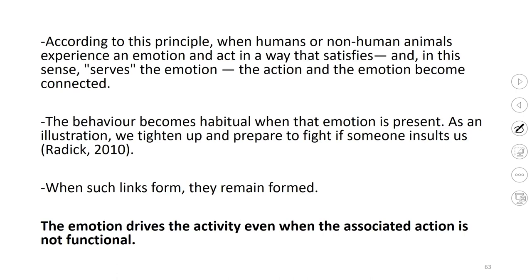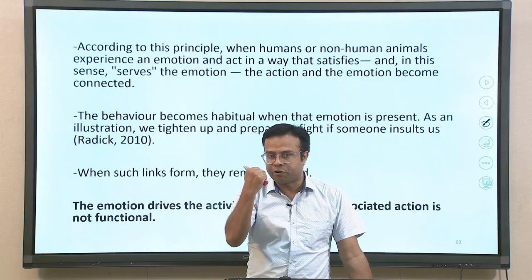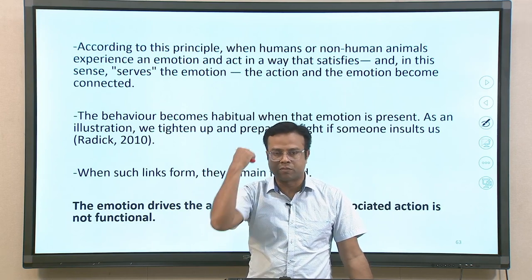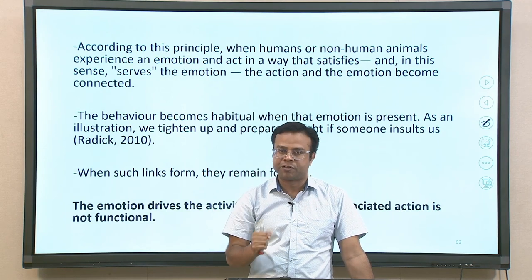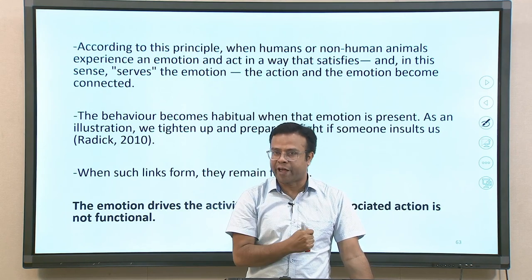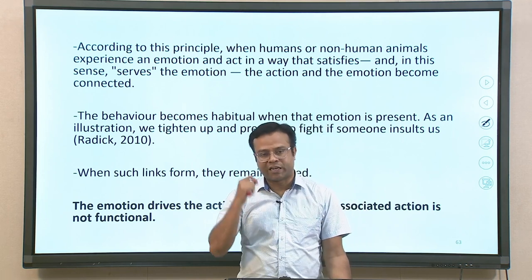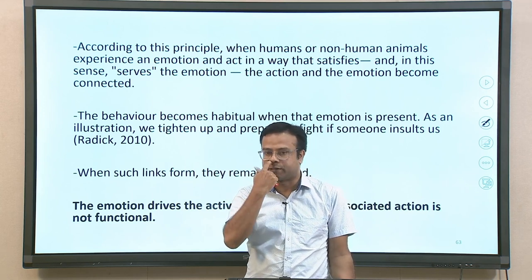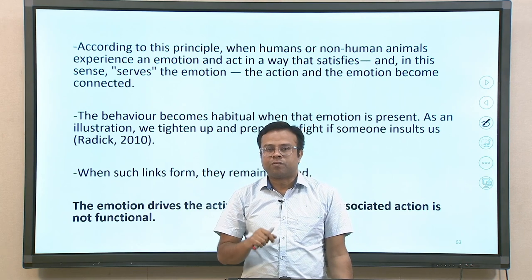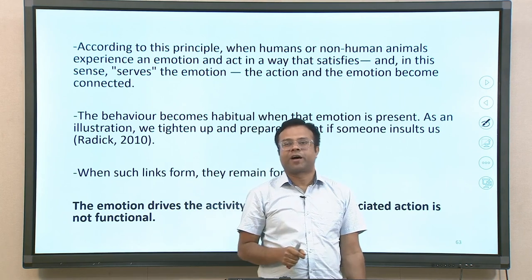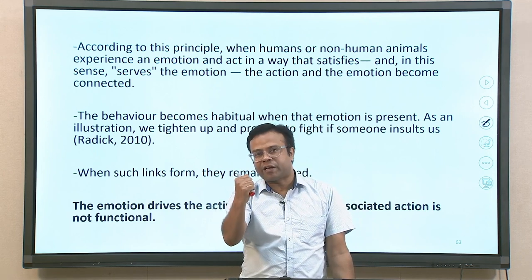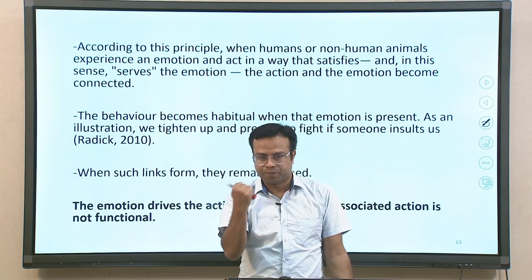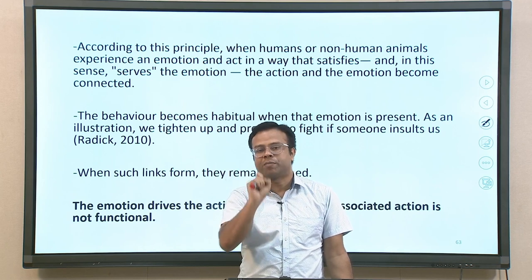Whenever you are angry, you make a certain body posture, certain actions, like tightening your fist. Let us say you want to fight with someone, so you tighten your fist. It is an action associated with the emotion of anger. So, you experience an emotion and act in a certain way that satisfies it. Whenever you are angry, you try to fight with someone to satisfy that anger. So, to serve that emotion, the action and emotion become connected. Your tightening of the fist and the anger emotion become associated with each other, so that is the idea.